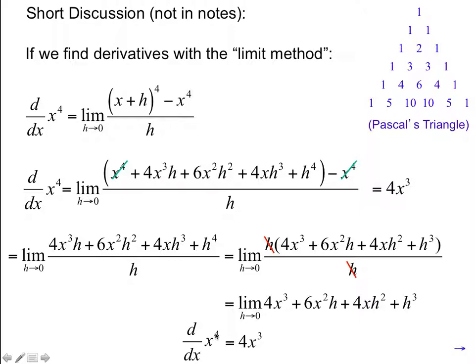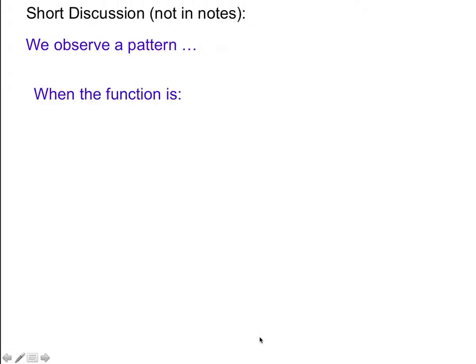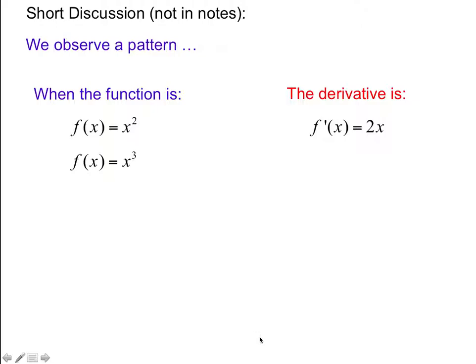So we can see this power coming down in front, and then the power being reduced by 1. Just to look at this pattern then, this is the pattern we're observing. x squared, if that's the function, the derivative is 2x. If the function is x cubed, the derivative is 3x squared. If the function is x to the 4th, the derivative is 4x cubed.